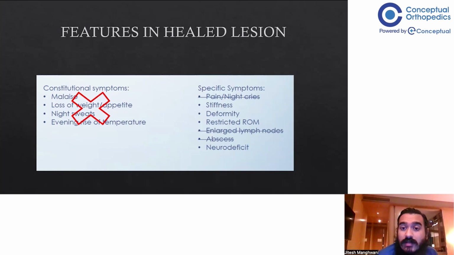However, when we talk about the healed lesions, still the patients are going to have stiffness. They are going to have deformity. The range of motion is going to be restricted, and these patients also are going to have neuro deficit. So remember, my friends, the features of healed lesion are going to be stiffness, deformity, restricted range of motion, and neuro deficit. So these are all the features in a healed lesion which is not active.